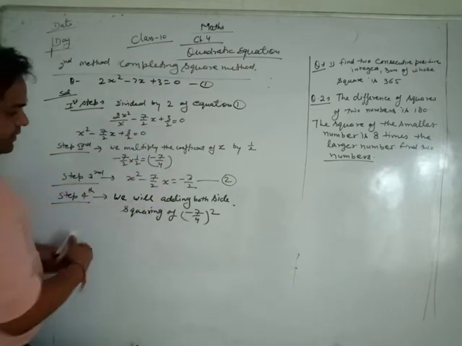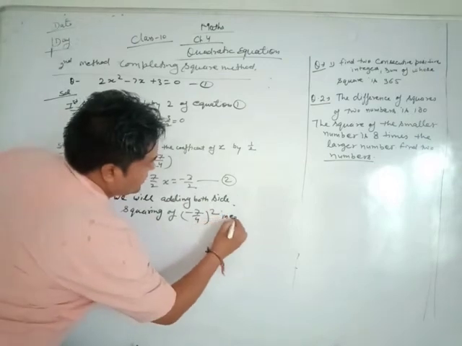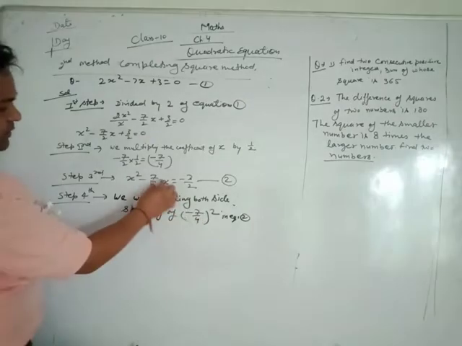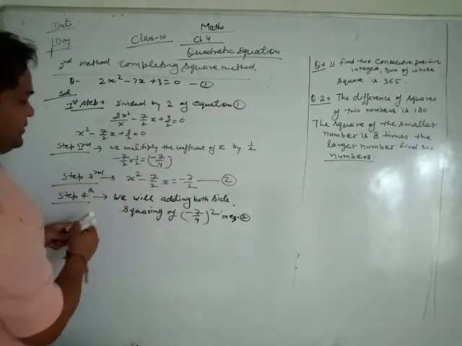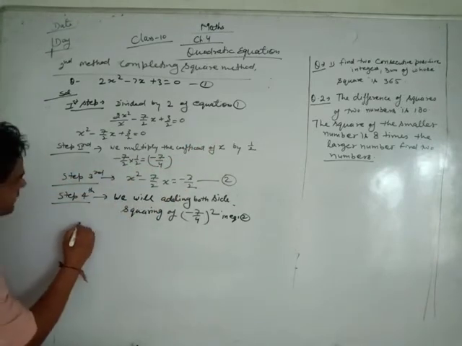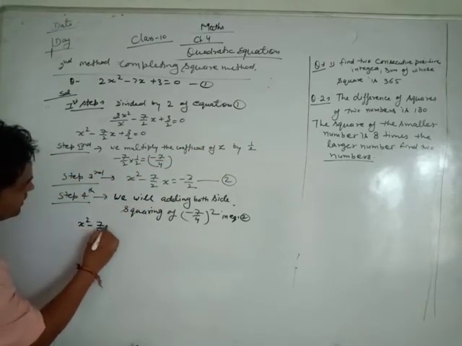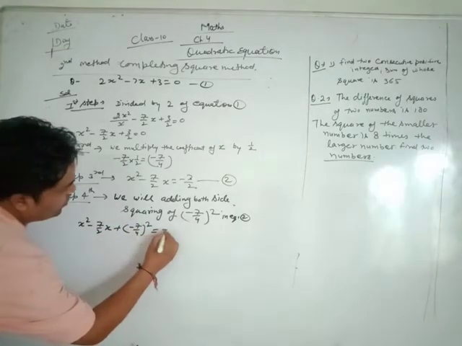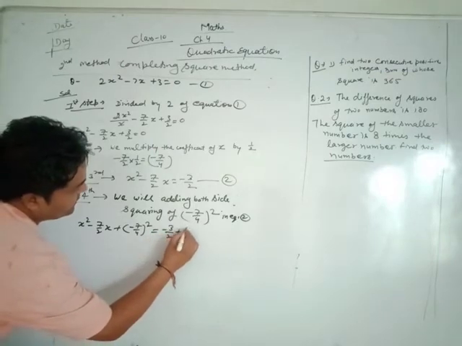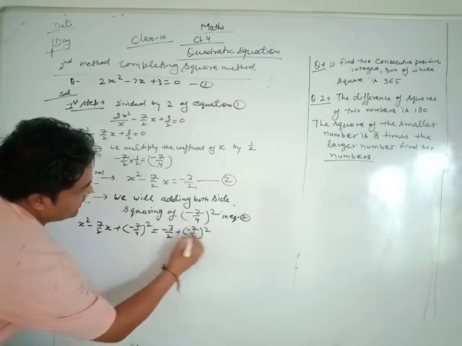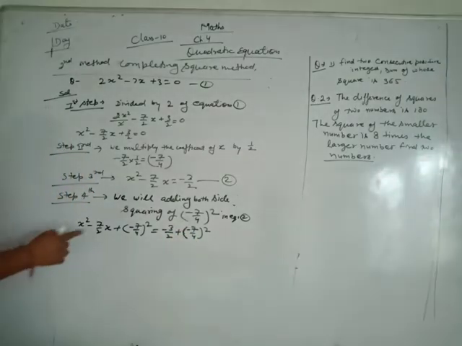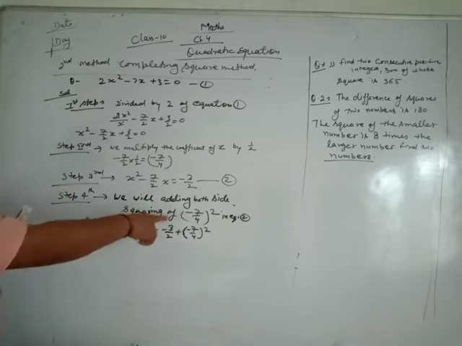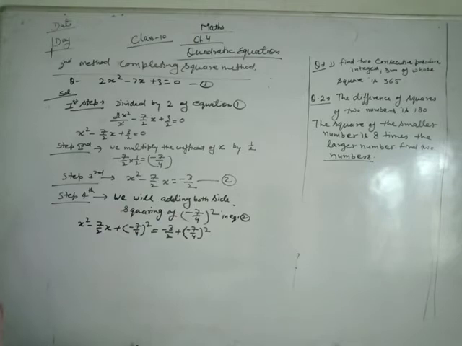It means in equation 2, squaring this on both sides, this side also and this side. So now we can write here x square minus 7 by 2x plus minus 7 by 4 square equals minus 3 by 2 plus minus 7 by 4 square. Understand? We will add the square of minus 7 by 4 to both sides of equation 2.